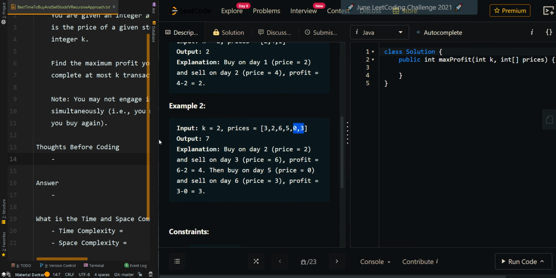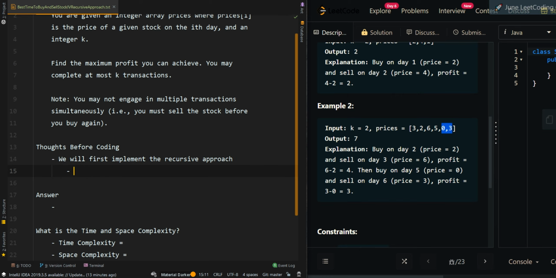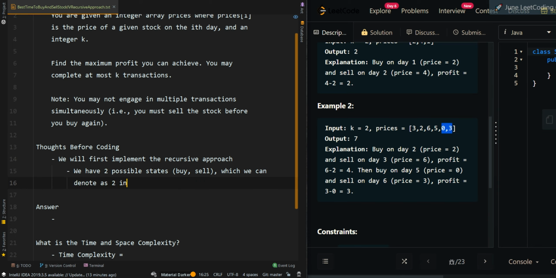Let's go over the thought process. So we will first implement the recursive approach. So we have 2 possible states. We have a buy state and a sell state, which we can denote as 2 integers. So we have 0 is equal to buy, and then we have 1 is equal to sell.